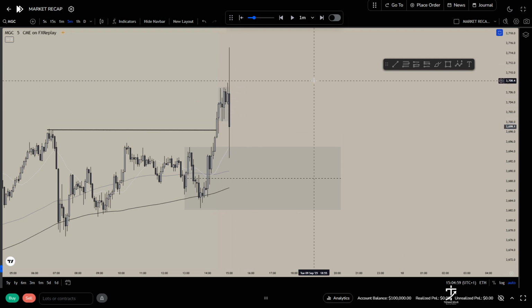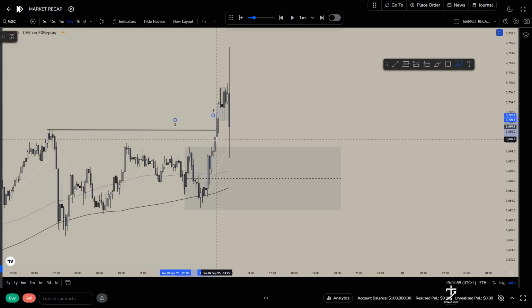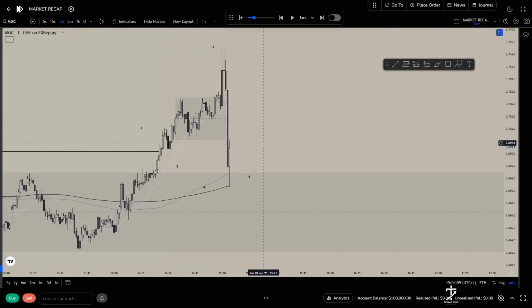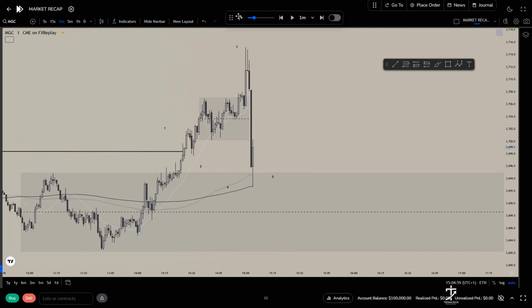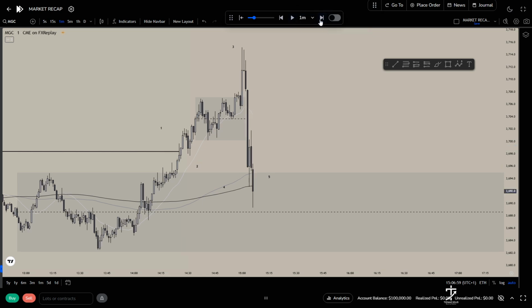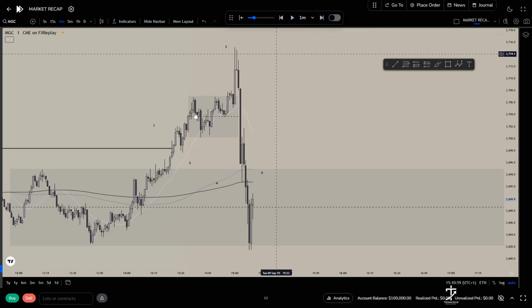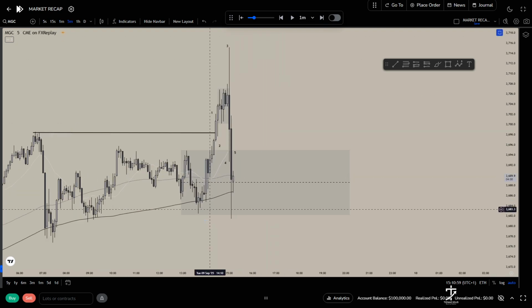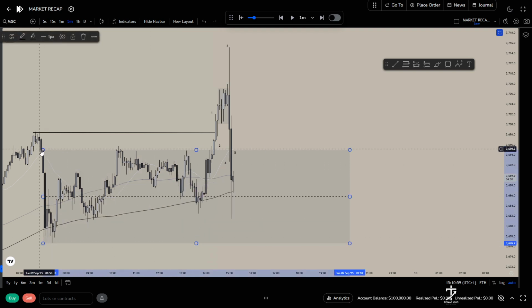So in this situation now, currently this is my one. This is the two, this is the three, four, five. So let's just see how price reacts now. Okay, let me just go to 5. We can see how we wick this area of supply and demand. Remember, this is still the bigger zone.